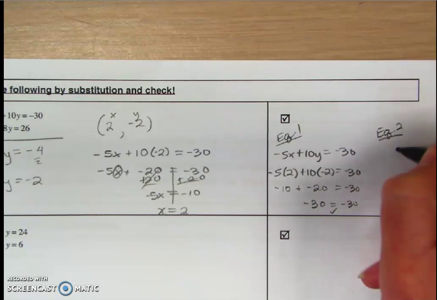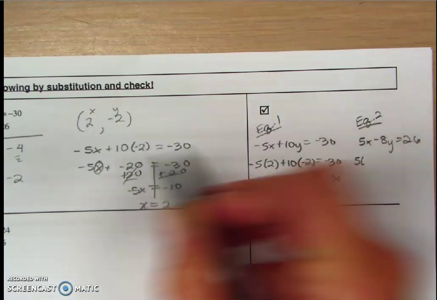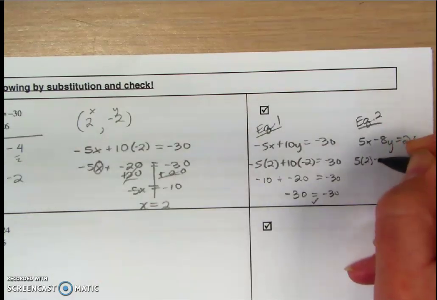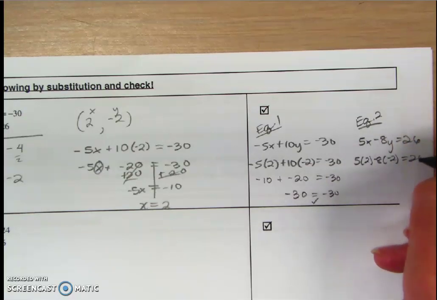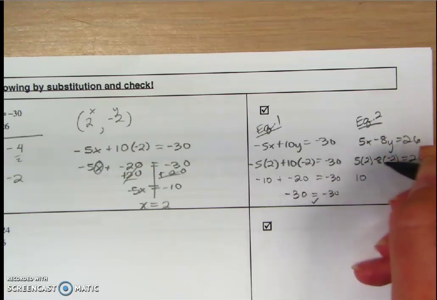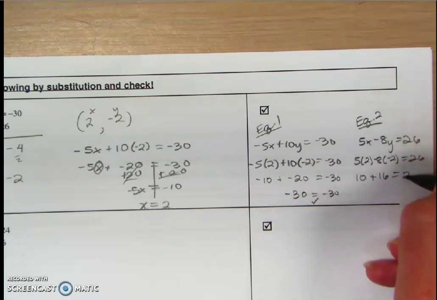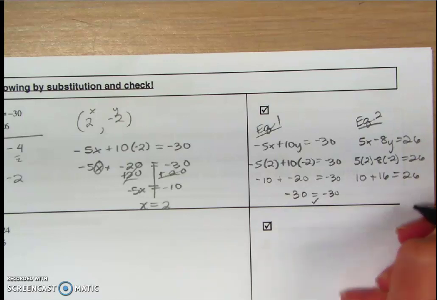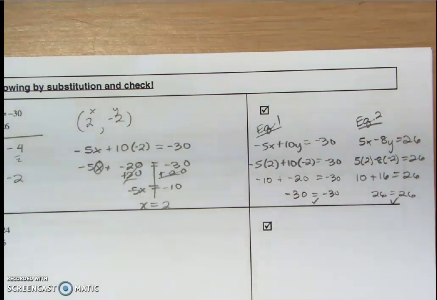Equation number 2 was 5x minus 8y equals 26. So I check. 5 times my x, which is 2, minus 8 times negative 2 equals 26. 5 times 2 is 10. Negative 8 times negative 2 is positive 16. Should equal 26. And 10 plus 16 is 26. Okay, so that worked out. These are all of our easy ones. Now on to this one.